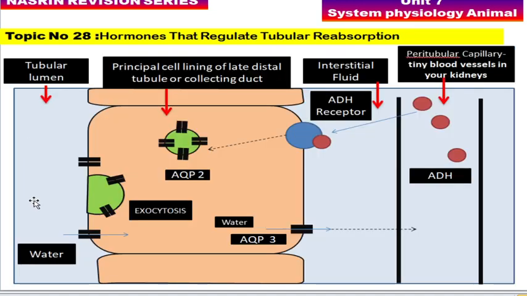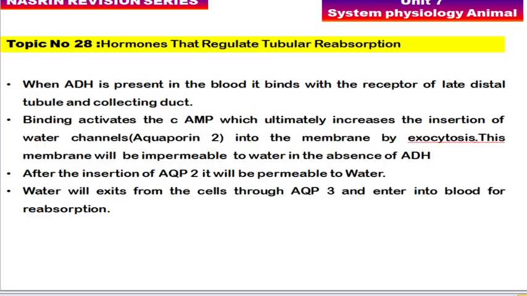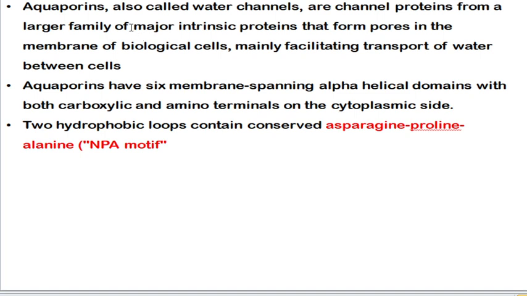Then the water from the tubule will be transferred into the bloodstream by a protein called aquaporin 3. So you should know the function of aquaporin 2 and aquaporin 3. Aquaporins are water channel proteins that are made up of a large family of intrinsic proteins. The main mechanism is facilitating the transport of water between cells. With regard to structure, they have six membrane-spanning alpha helical domains, with both carboxyl and amino terminal ends. In particular, there are two hydrophobic loops that contain a conserved asparagine-proline-alanine, that is the NPA motif.